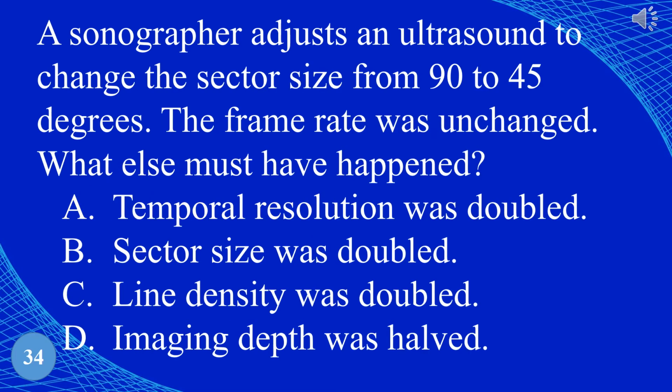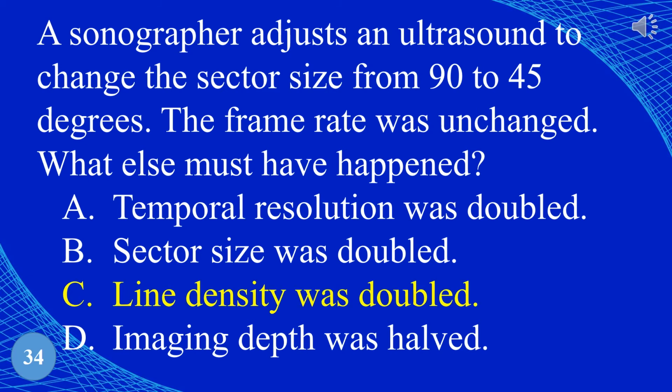A sonographer adjusts an ultrasound to change the sector size from 90 to 45 degrees. The frame rate was unchanged. What else must have happened? A. Temporal resolution was doubled. B. Sector size was doubled. C. Line density was doubled. D. Imaging depth was halved.